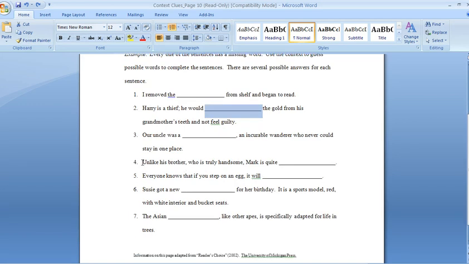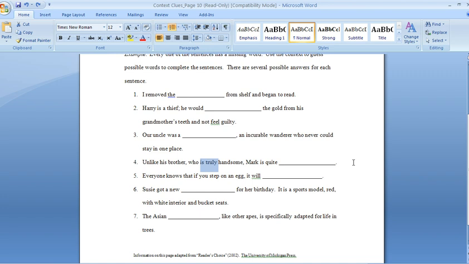Let's try number 4. Unlike his brother, who is truly handsome, Mark is quite blank. Now, first of all, it says unlike. Unlike, we have to know, means that two things are not similar. They are not the same. His brother is truly handsome. Truly means very handsome, or definitely handsome.